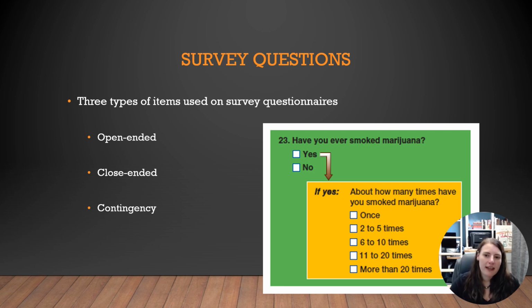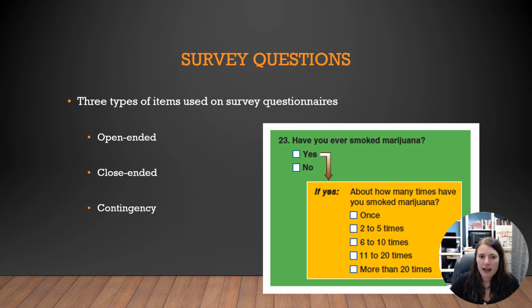For example, here question 23 asks the respondent if they've ever smoked marijuana before. If the respondent says no, they skip to number 24. If the respondent says yes, though, they're asked to complete a follow-up question that asks them about the frequency of their use.